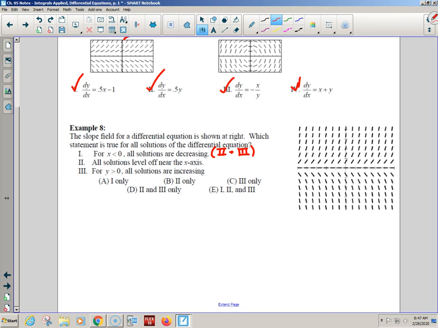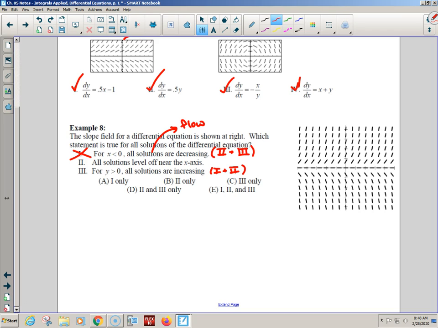All solutions level off near the x-axis. We'll get back to that. For all y greater than 0, where is y greater than 0? Quadrants 1 and 2 above the x-axis. Okay, so look at quadrants 2 and 3. Aren't the solutions the flow? Are the solutions decreasing in 2 and 3? These ones are, but not quadrant 2. One's a no. Not for all solutions. These ones are, but these ones are not. Nope.